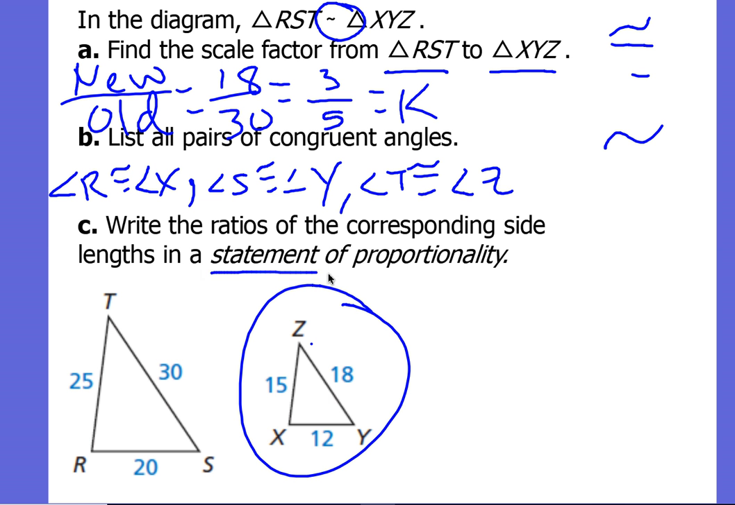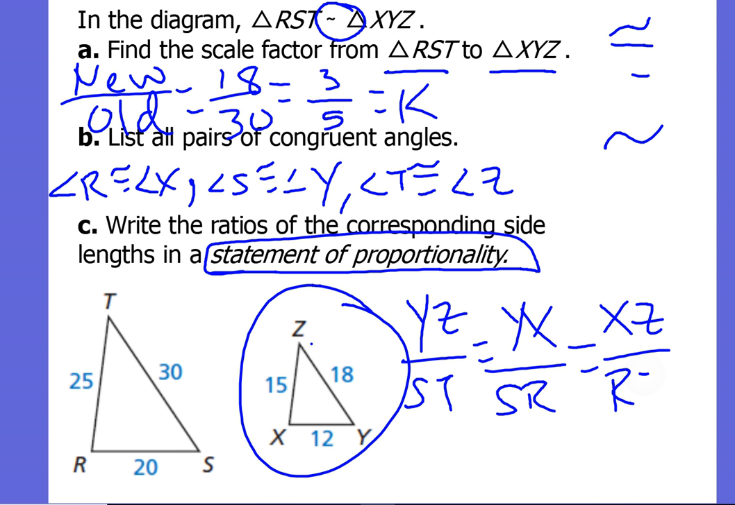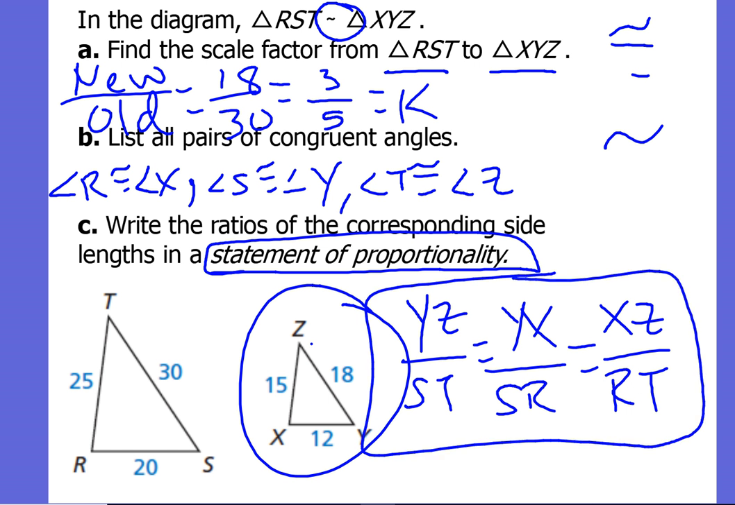And the last thing it says is write a statement of proportionality. Guys, that simply is writing all of the corresponding ratios that would be equal to one another. So for instance, we've already identified that YZ is to ST. And we also can say that YX is to SR, just as XZ is to RT. So this right here would be our statement of proportionality because all of those ratios are equal to one another.